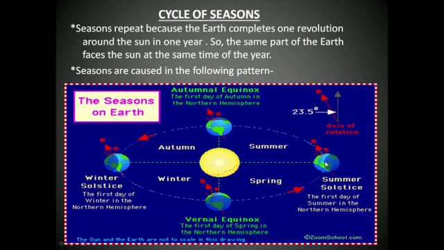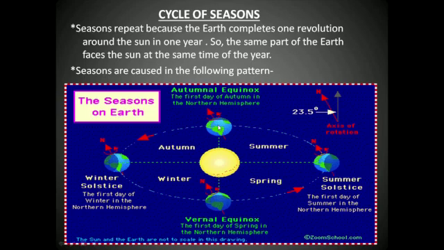As the earth revolves around the sun, it reaches this position, that is the second position, suppose. Here the sunlight directly passes over the equator, so the northern hemisphere has autumnal equinox. Autumnal equinox means the first day of autumn in the northern hemisphere.